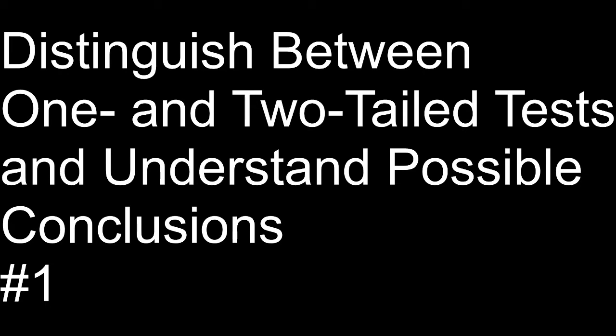This video is on the objective: distinguish between one- and two-tailed tests and understand possible conclusions. And this is number 1, so this is the first video on a question related to this objective from your Newton Alta homework.